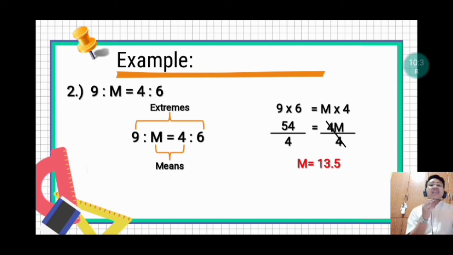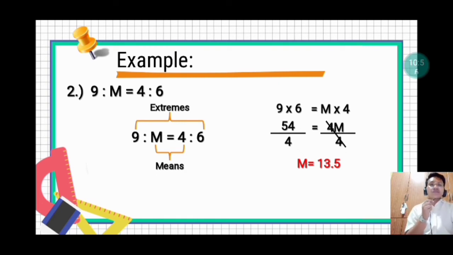So, pwede rin siyang 13.5 is equal to M. Pero, mas prefer ko lang itong M is equal to 13.5. So, dapat yung susundan natin as a whole is itong ganitong format. M is equal to 13.5 since we are looking for the value of M.